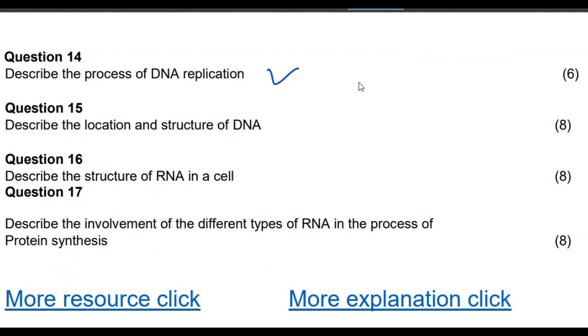Then number two, describe the location and the structure of DNA. Here I explained the structure of DNA at the beginning; in most cases, it is given 6 marks. And for location, we have three locations: nuclear DNA, mitochondrial DNA, and chloroplast DNA. So if they talk about plants, then you talk about all three. But if they talk about animals, you only talk about two, because we don't have chloroplasts in animals. Then, describe the structure of RNA.